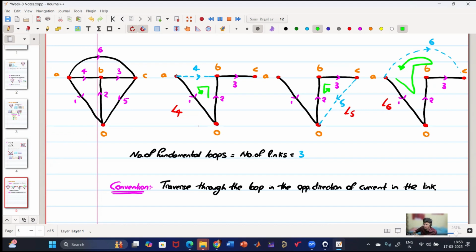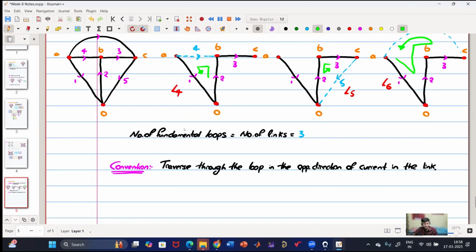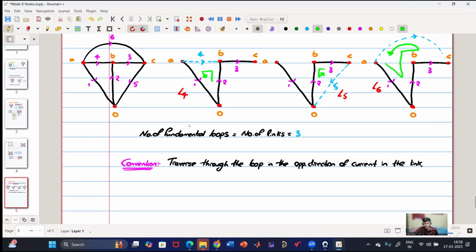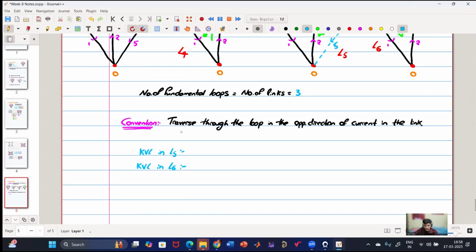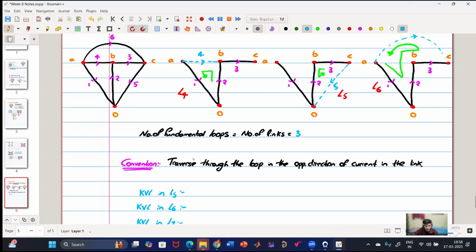Clear. So now someone help me with the KVL equation in loop 4, KVL equation in loop 5, KVL equation in loop 6. So now we have voltages, right? What are the elements? Elements 1 to 4, so VE1, VE2, VE4 are there. Please keep that in mind.